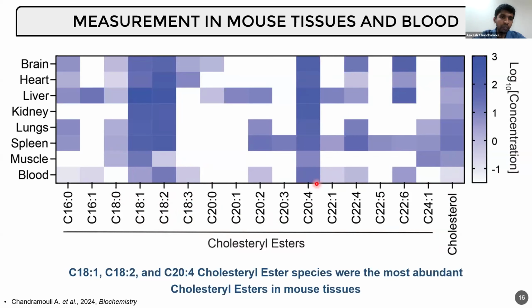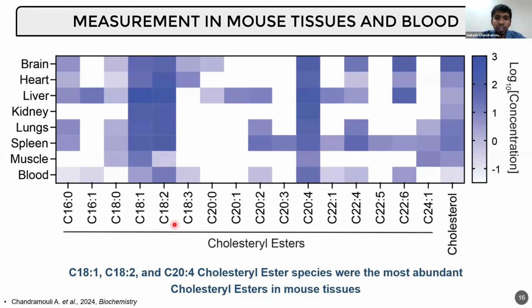tissues in mouse. Further, we could also see that blood had a great diversity of cholesterol esters due to the heightened activity of LCAT in blood, and cholesterol was lower in blood in general because cholesterol is actively converted to cholesterol esters through the activation of LCAT in blood.